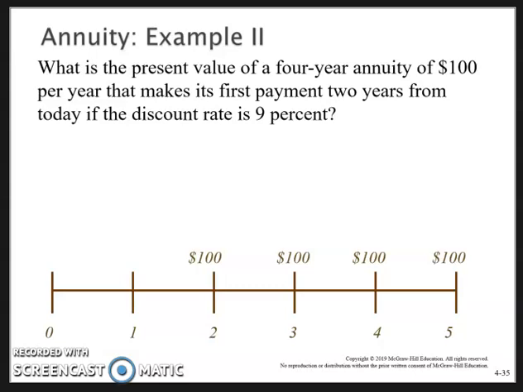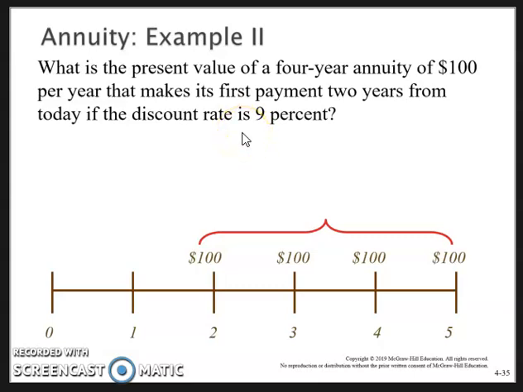Okay, another example of annuity. Here we've got a present value of an annuity of $100 per year that makes its first payment 2 years from now. The discount rate is 9%.